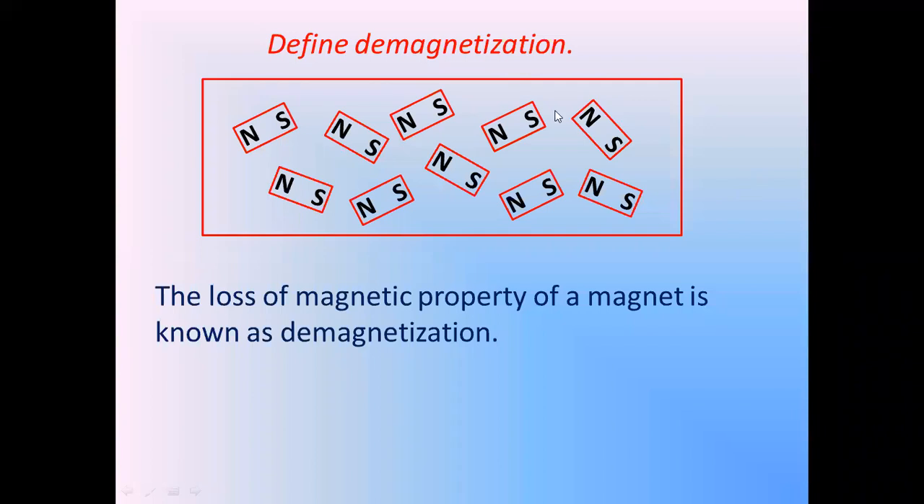Okay, so as I was saying, by using some method, if we can remove all the magnetic power of a magnet, that process, that technique, is known as demagnetization. So you can see in the picture here, this is not a magnet.